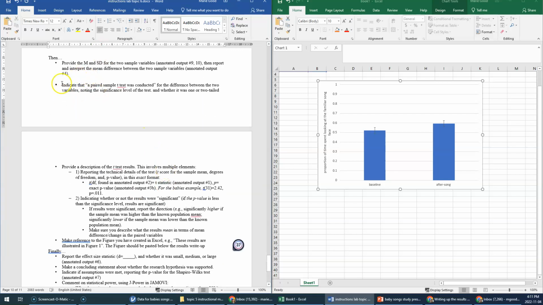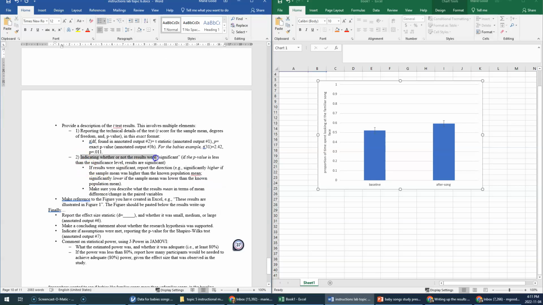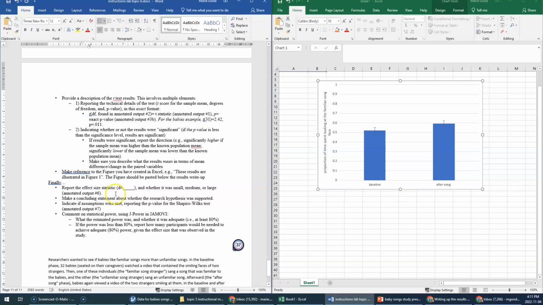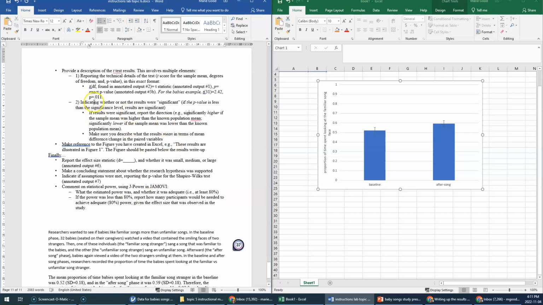Okay, so now we are at the point where we're indicating whether or not the results were significant. And as always, if our p-value is less than the significance level, our results are significant. Another important part of this is considering the direction of your mean difference. If your results were significant and the sample mean was higher than the known population mean, which in this case was 0 for a dependent means t-test, you're reporting that the results were significantly higher, or if it was the opposite, your results were significantly lower.